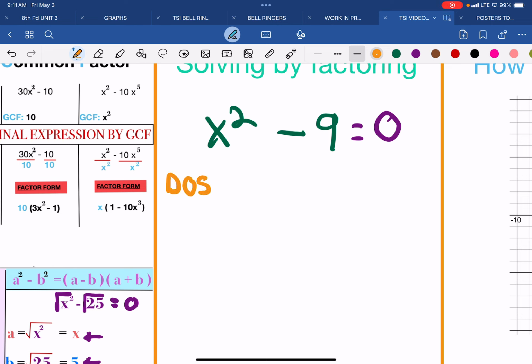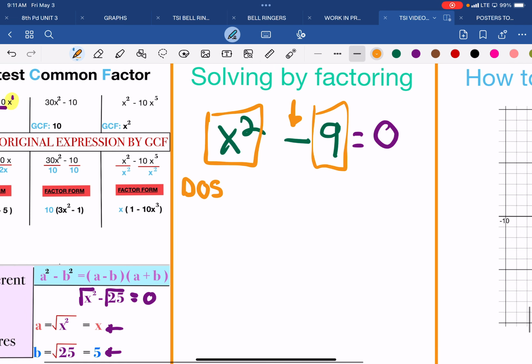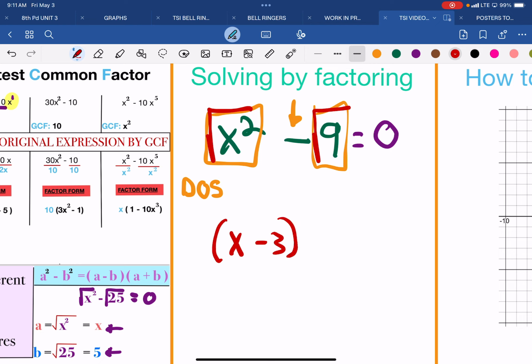Difference of squares, right? Here's the first term, here's the second term. There are 2 terms. Remember that a term is decided by the separation of an addition or subtraction sign. Can I use difference of squares here? Obviously we can. The square root of x squared is x. The square root of 9 is 3. So the first factor is x minus 3. Remember, factoring always comes in pairs, so you have to have 2 factors. What's the other one? x plus 3.